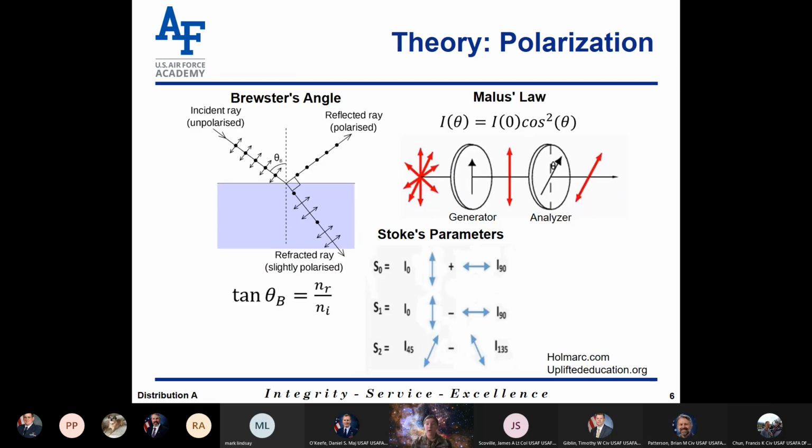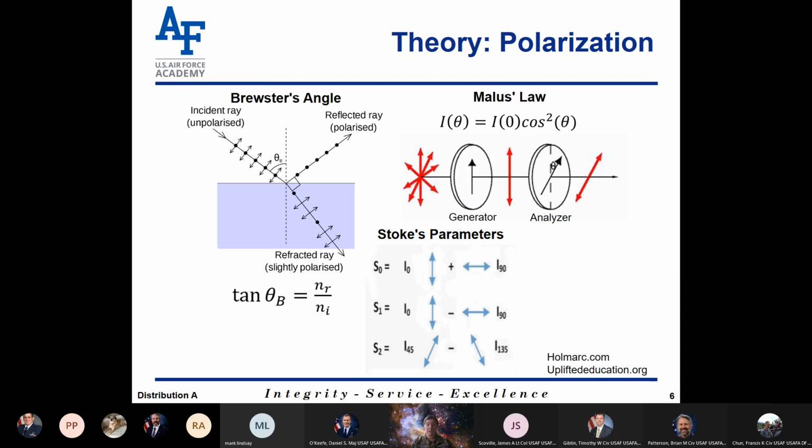So here's some more of the theory behind our observations. We have Brewster's angle, which is the perfect scenario when unpolarized light glints off a surface and the reflected ray is completely polarized. This angle is different for different surfaces because of different indices of refraction. We also have Malus's law, which is unpolarized light goes through a generator that makes the light polarized. Then this polarized light goes through an analyzer, which filters the polarized light to a certain angle. So we're able to record the information about that light coming out of the analyzer, and we have to do some calculations to work backwards and find out what the polarization of the original generated light was.